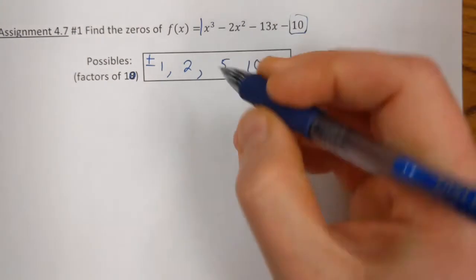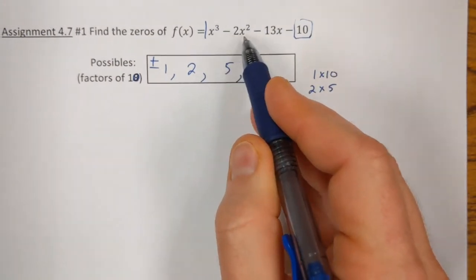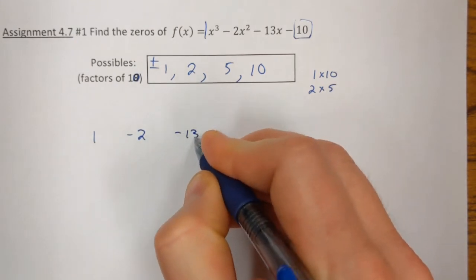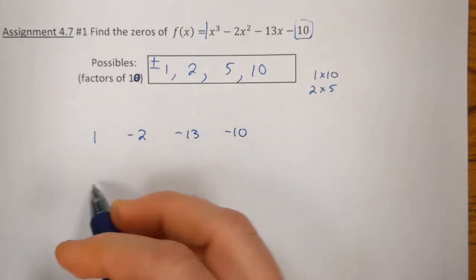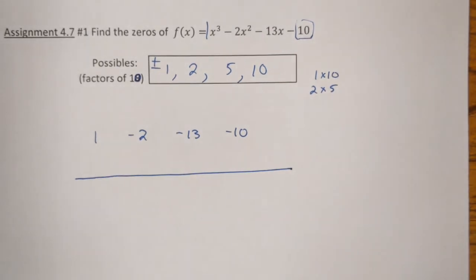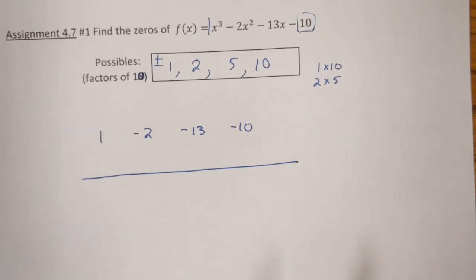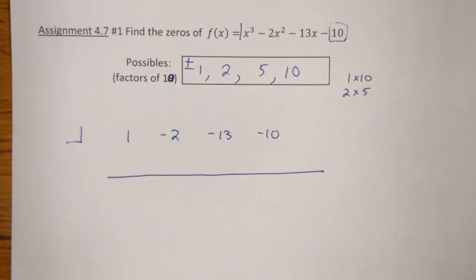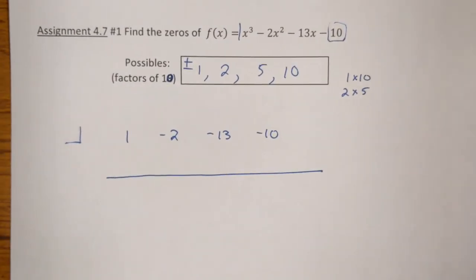Now what we do is we're going to write out these coefficients: 1, negative 2, negative 13, negative 10. Skip a line, skip a row, and then draw a straight line a couple spaces below that. We draw a half box up here. This is called our guess box.